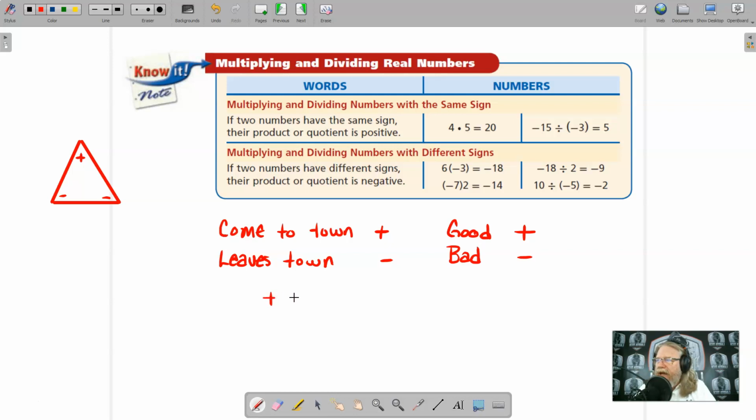So check this out. If a good guy comes to town, then that is good. If a good guy leaves town, then that's bad. If a bad guy comes to town, well, that's bad. But if a bad guy leaves town, then that's good. So you can see here that that's kind of a memory device. I actually have some students that tell me, as silly as it is, sometimes they actually think through that one. So at any rate, that's the come to town, leave town, good guy, bad guy example.